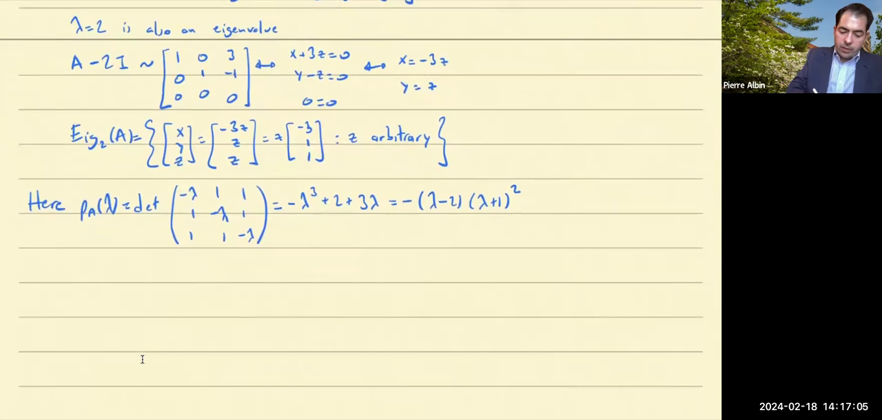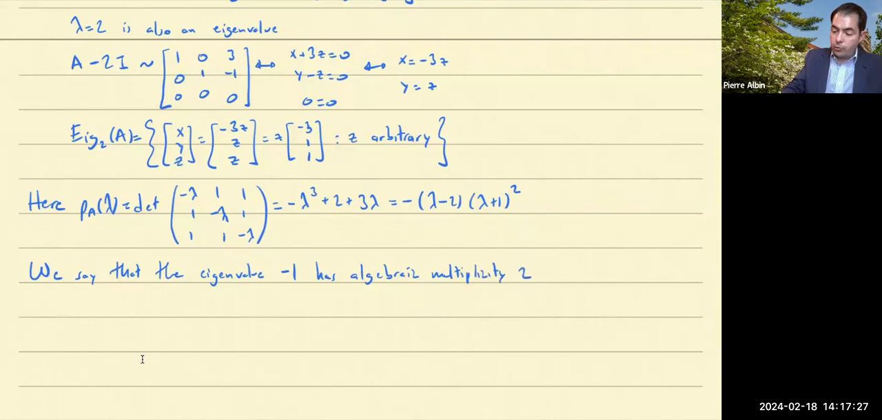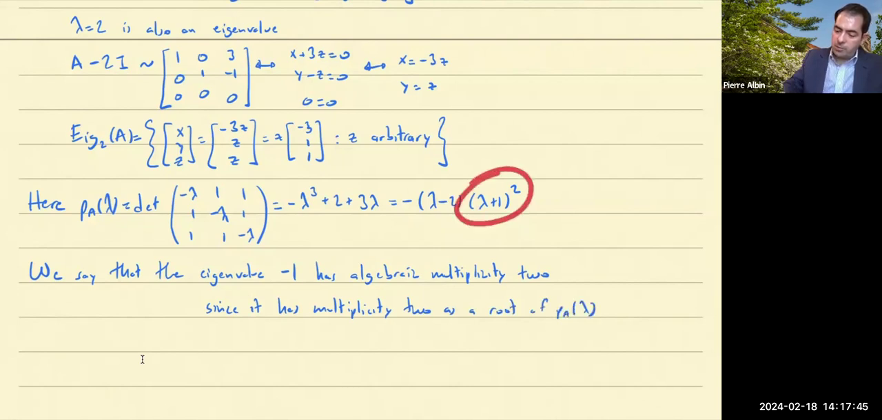Okay, so here we say that the eigenvalue minus 1 has algebraic multiplicity equal to 2, since it has multiplicity 2 as a root of the characteristic polynomial, right? Lambda plus 1 squared divides the characteristic polynomial.